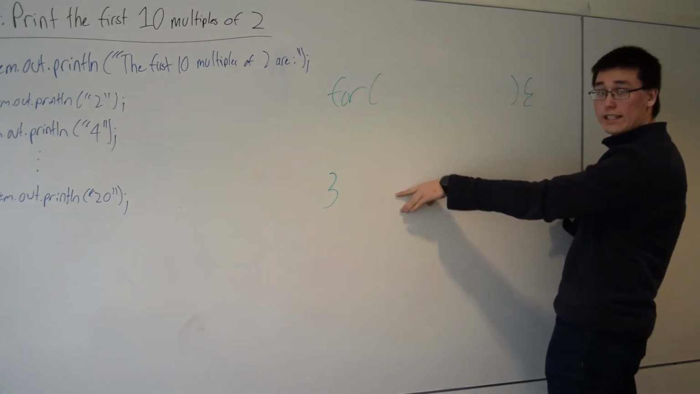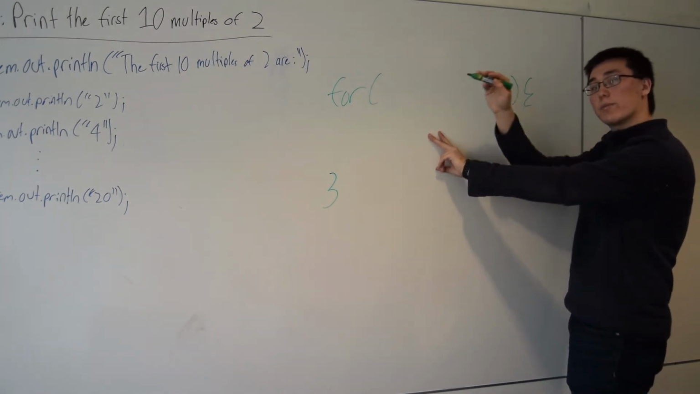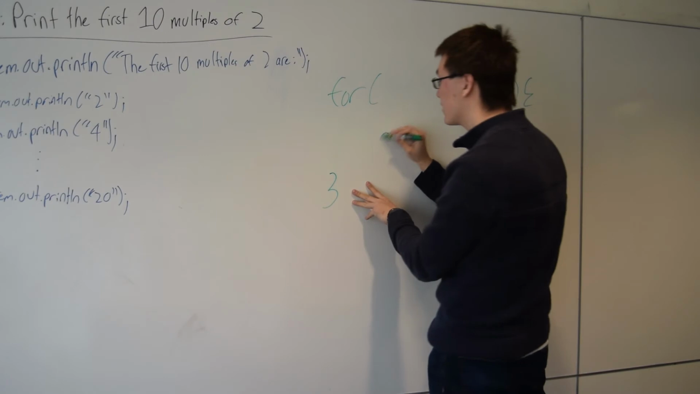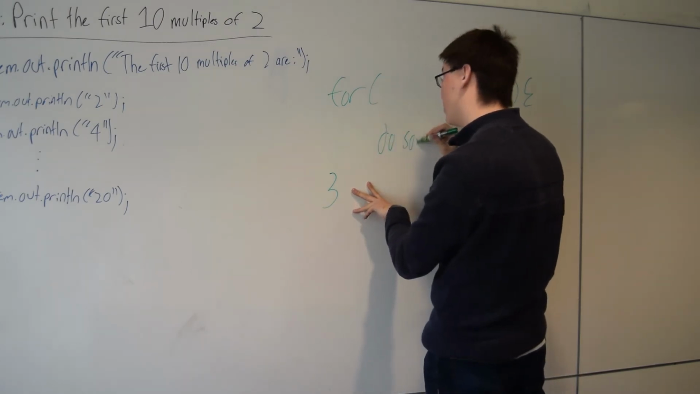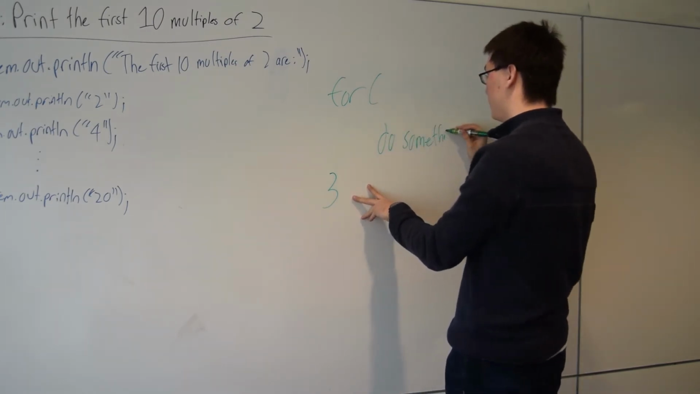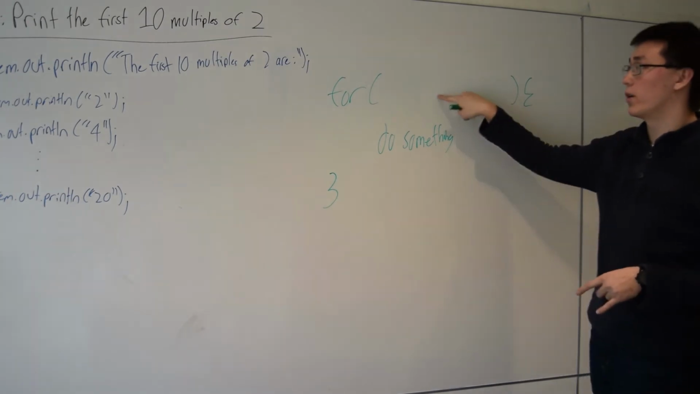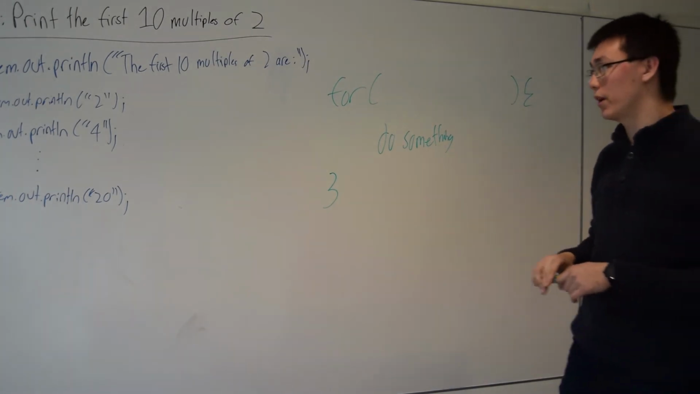So in between the curly braces, we're going to want to do something. In this case, we're printing the multiples of 2, but we'll come back to that as well. So we're just going to say we're going to do something. All right, so let's actually go through what goes in the parentheses of a for loop.